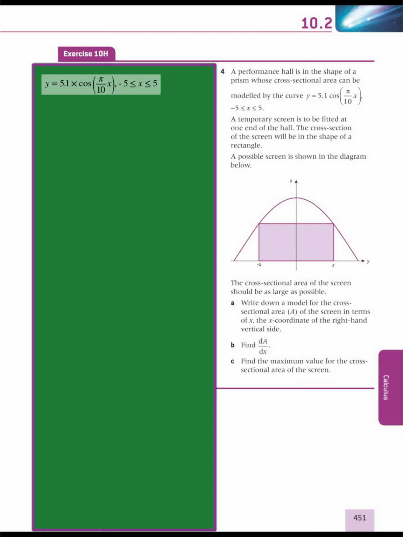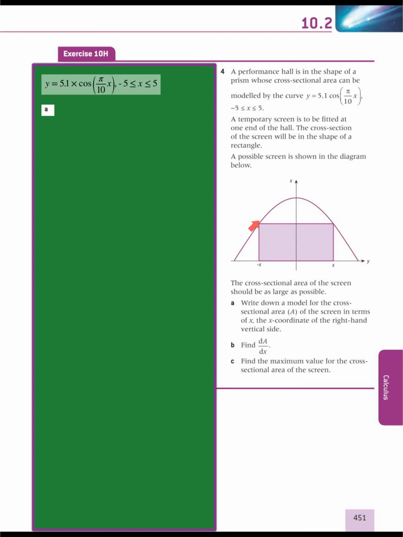Let's have a look at exercise 10H, question number 4. It's on page 451. Okay, part A: write down a model for the cross-sectional area A of the screen in terms of x, the x-coordinate of the right-hand vertical side.